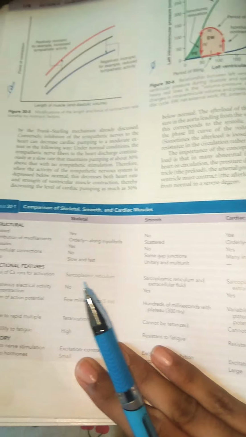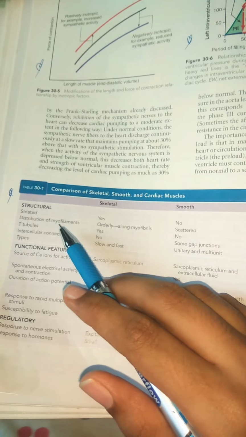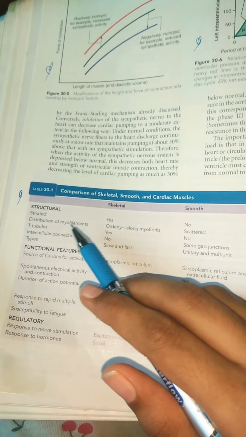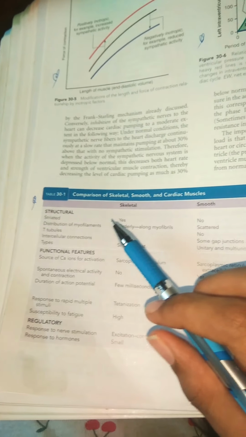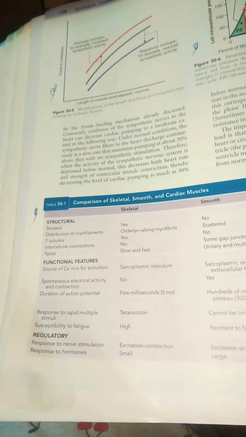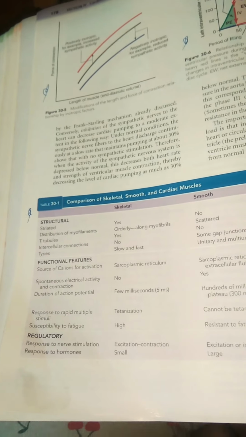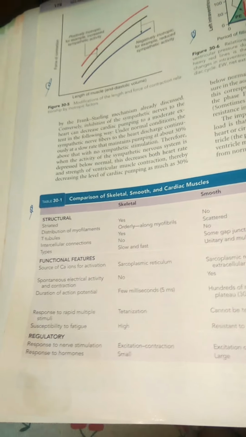And now we have this final box, comparison of skeletal, smooth and cardiac muscles. We know skeletal muscles are striated, and the distribution of myofilaments is orderly along the myofibrils. T-tubules are present in skeletal muscle. Intercellular connections are not there in skeletal muscle. Types of skeletal muscle are slow and fast.